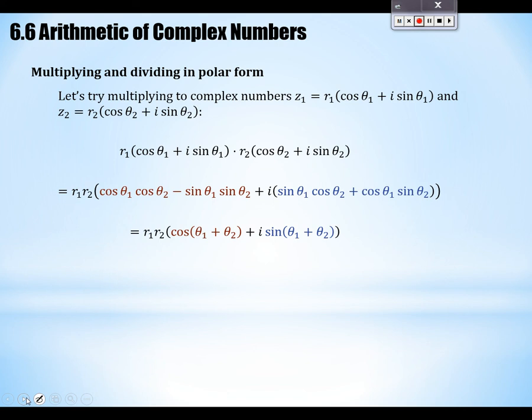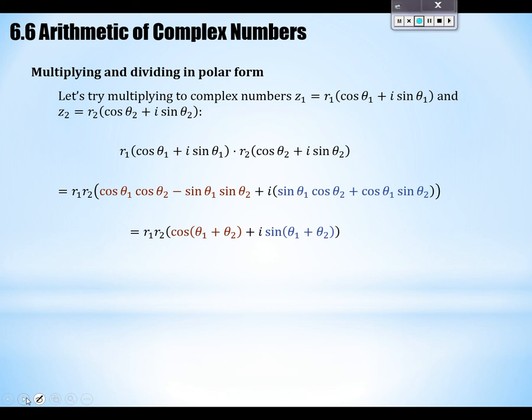Well, it means that if we multiply two complex numbers that have lengths, is it okay to say that? Magnitudes, R1 and R2, what's the magnitude of their product going to be? It's going to be the product of the two. The new complex number will have a distance away from the origin that's equal to the product of the two distances away from the origin that the two original numbers were. So that's interesting. What about the angles?